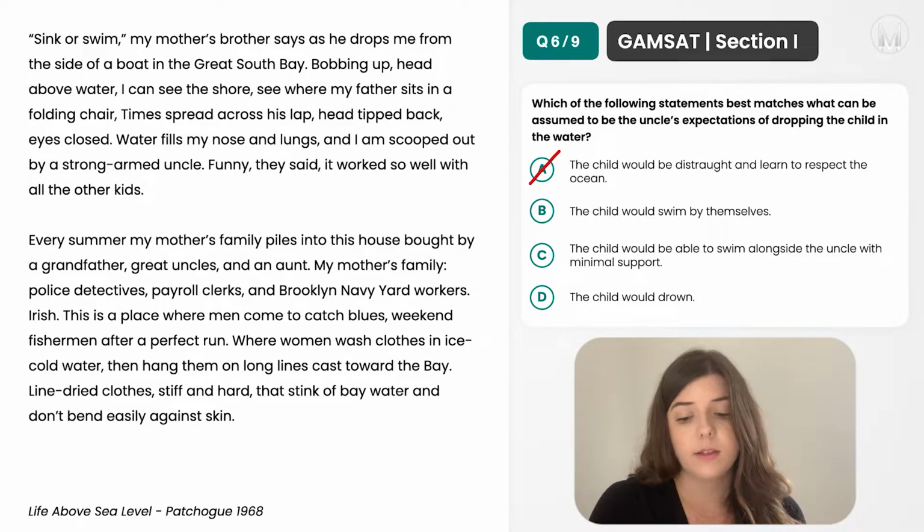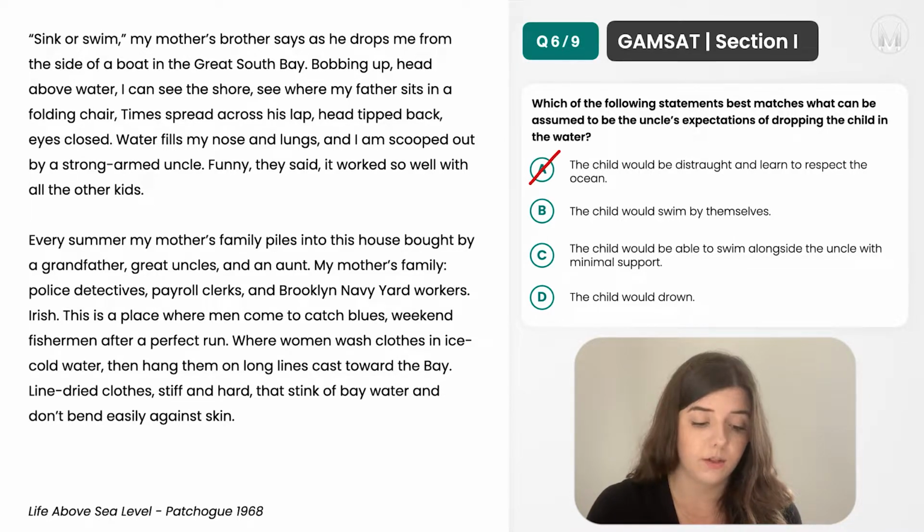Option C, the child will be able to swim alongside the uncle with minimal support. So the point of this was to not need any support at all. So it was sink or swim. It wasn't sink, swim, or swim with support. So option B is still a better option than C. So we can rule out option C.